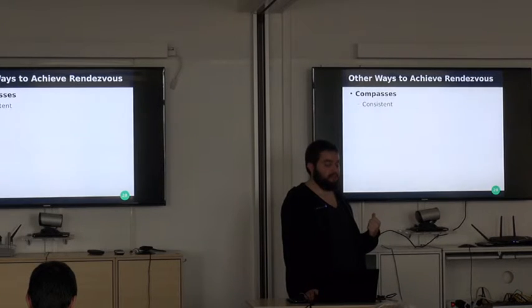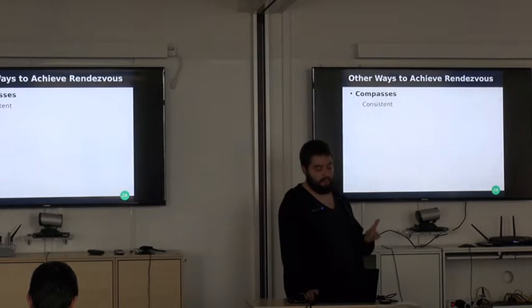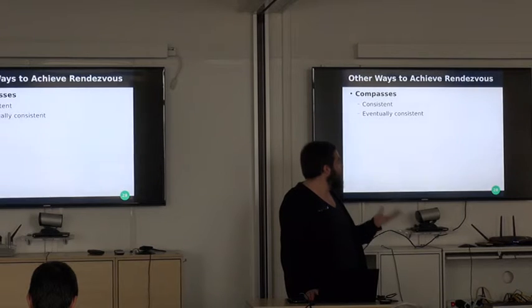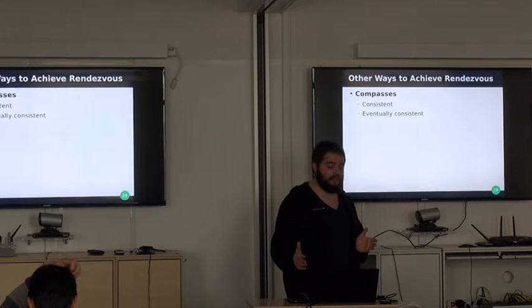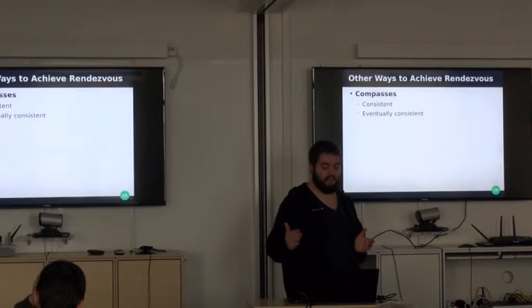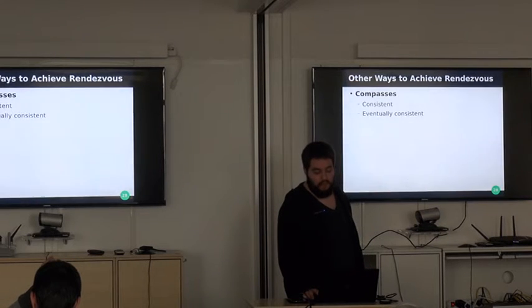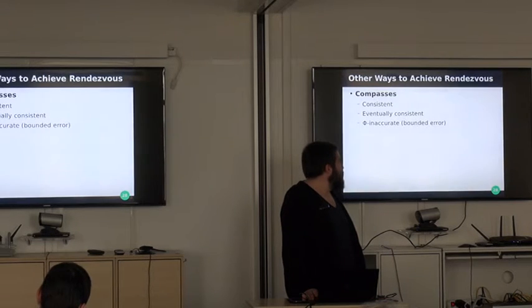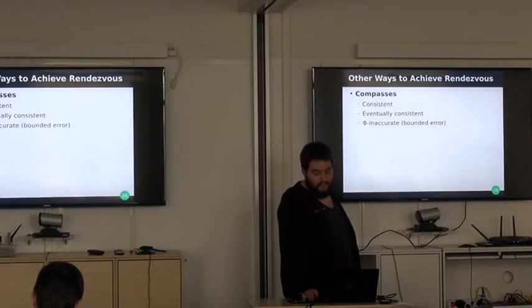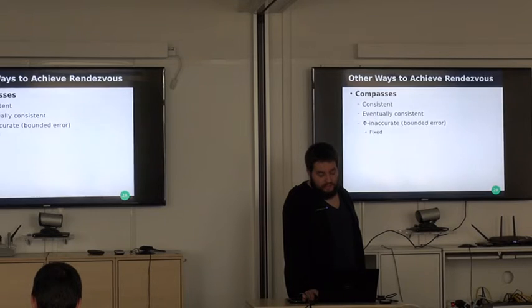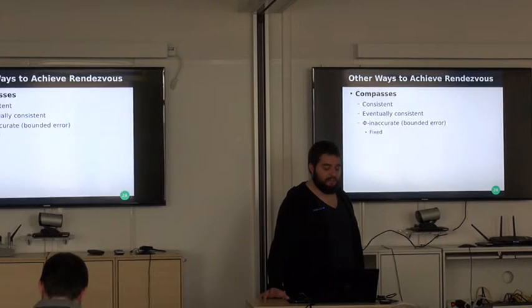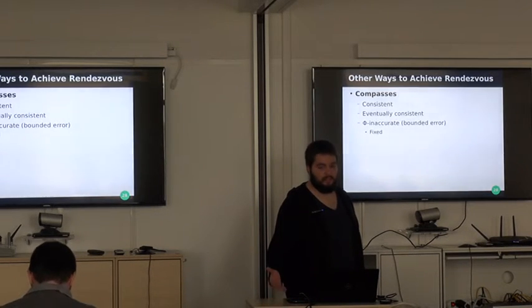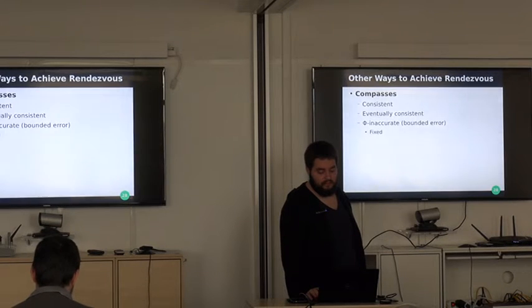So we know that rendezvous is possible with consistent compasses, so they always point towards north. They also work with eventually consistent compasses, so they essentially point towards anything for an arbitrarily long time, but eventually in finite time they point towards north. They work with inaccuracy, so they have a bounded error of an angle phi. And in that case, if the compass is fixed with an error, so essentially if it has an offset, then it works. We know it does.